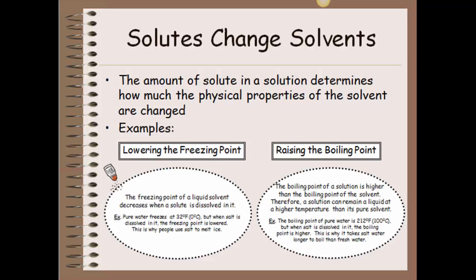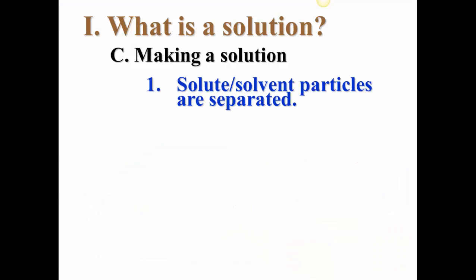Think about some of the changes that a solution can go through. The amount of solute in a solution determines how much of the physical properties of the solvent are changed. For example, by adding more solutes to a solvent, you can change the freezing point and the boiling point. When we make a solution, we have to have the solvent and the solute.